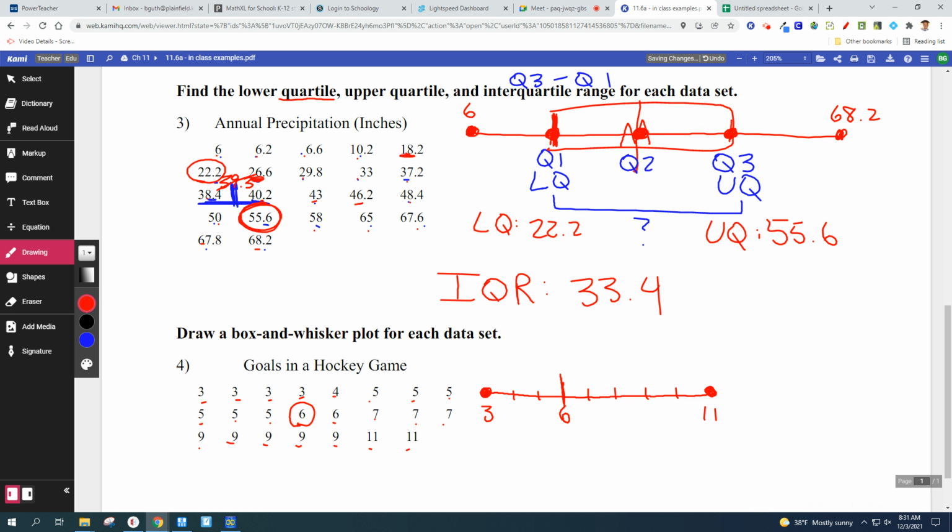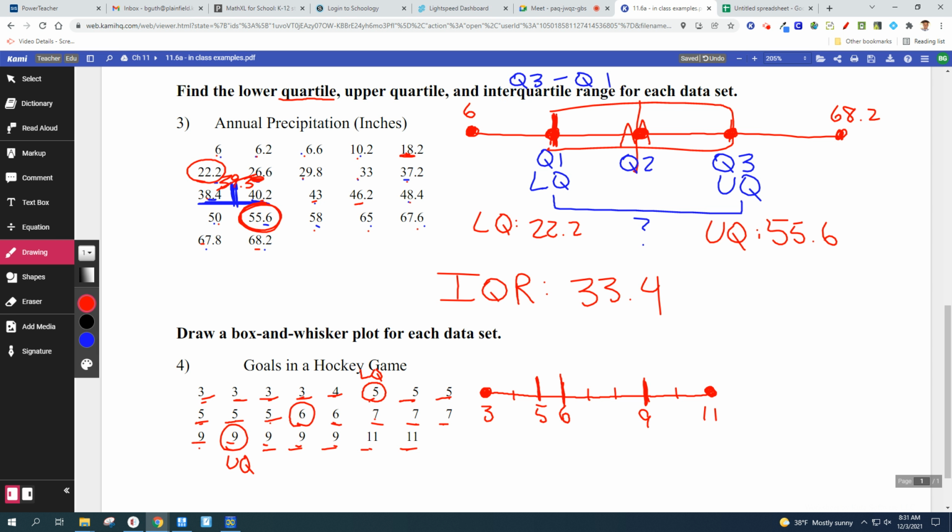Now find the lower quartile and the upper quartile, meaning the middle of each of those halves. So what would it be? 1, 2, 3, 4, 5. This must be the lower quartile at 5. That's the lower quartile. Do the same thing for the upper quartile. 1, 2, 3, 4, 5. This must be the upper quartile, the middle, 9. So 6, 7, 8, 9 is right there.